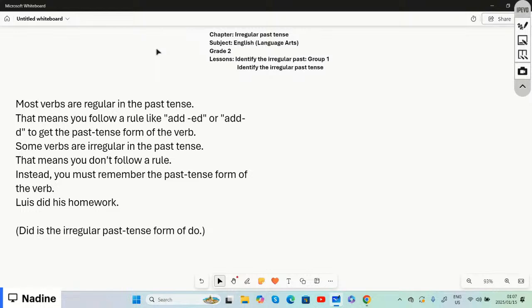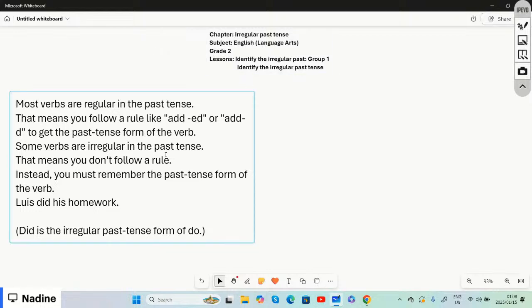All right. So now when it comes to our irregular past tense, firstly, past tense. I said earlier on, tenses are either the present tense, the past, and the future. Now you have past. And if we were to identify the past tense of certain words, then it means that the wording changes. All right. So we said we're doing irregular past tense, English language arts, grade 2, and we're going to identify.